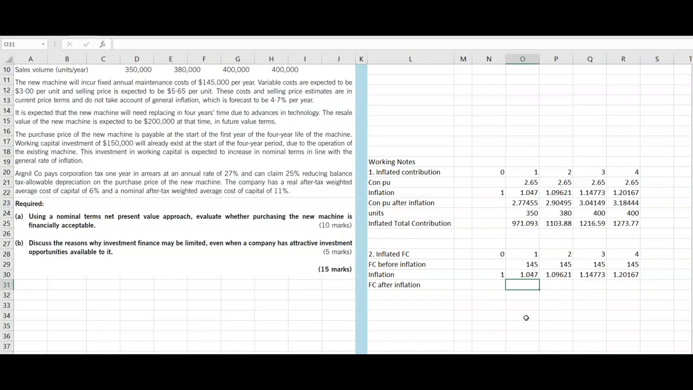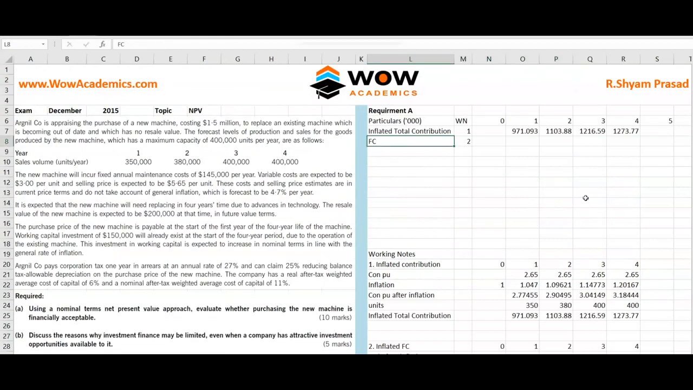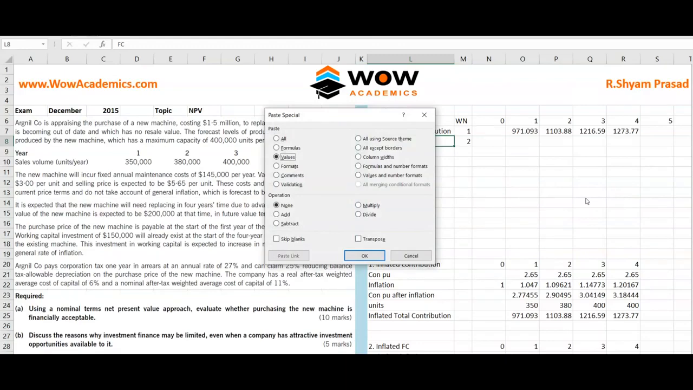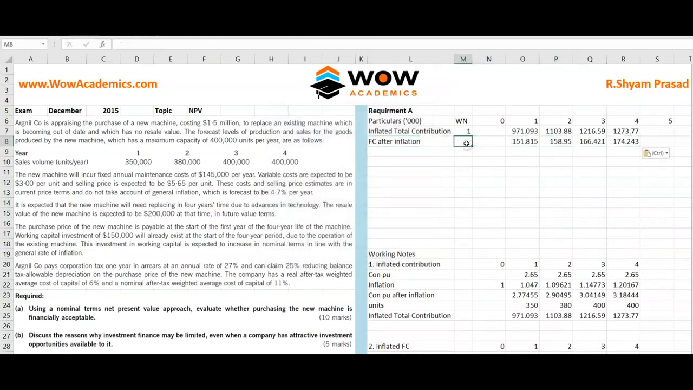Okay, we don't want for the 0th year, we want for the first year. You can just multiply this fixed cost before inflation into the inflation number, and we got our answer. So we can just pull it, and we got the fixed cost after inflation numbers. We can copy them all and we can paste them here, and this is working note number 2. But these are negative numbers, so you can put a minus symbol.